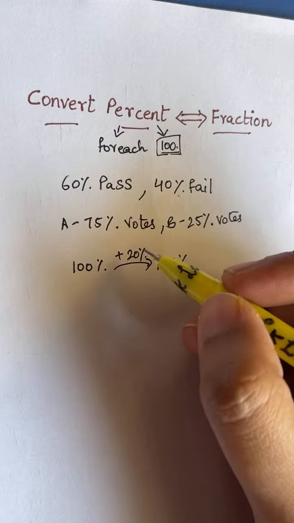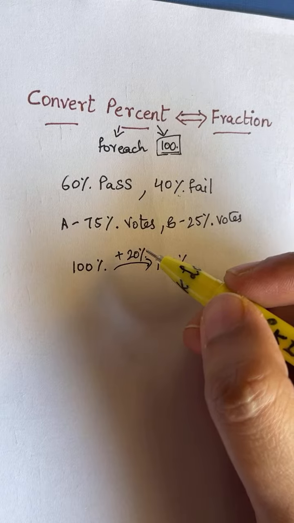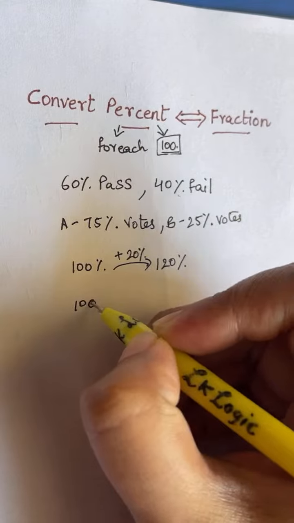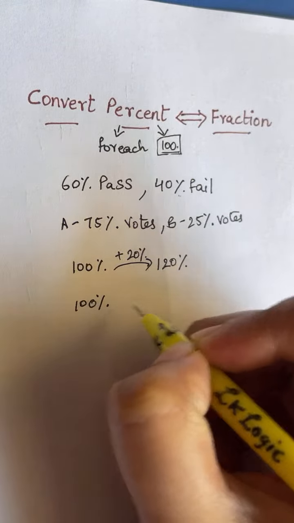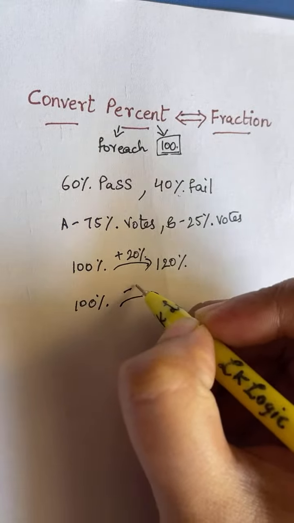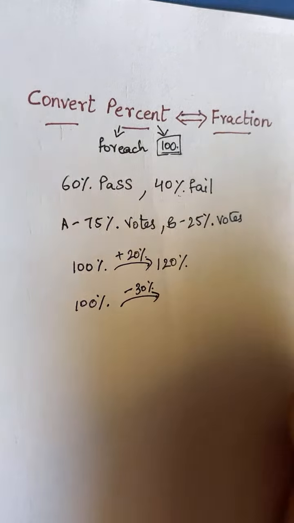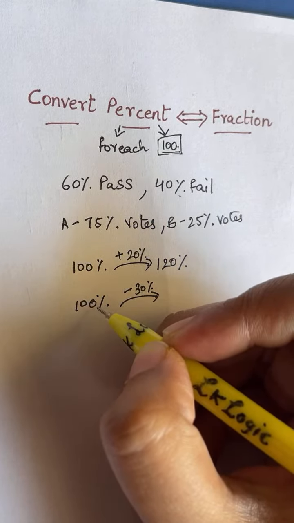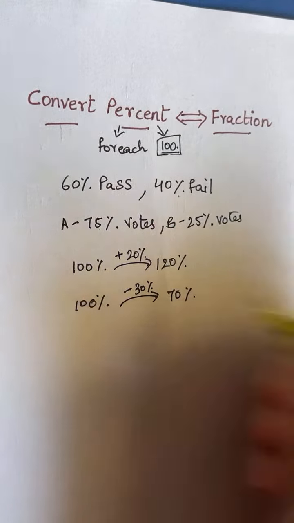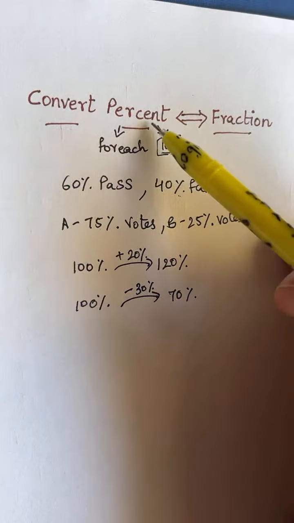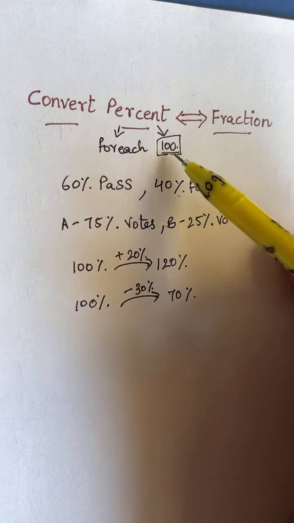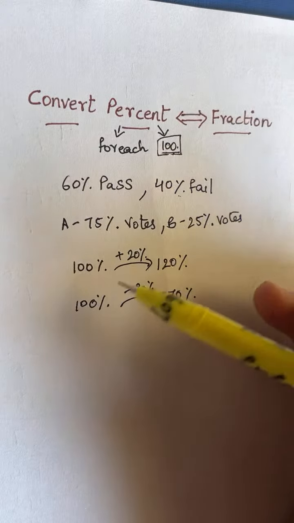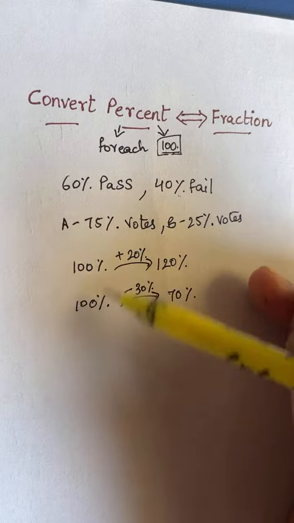Now if there is a decrease in percentage, for example, if there is a discount on an item of 30%, what do we do? We take from 100% and decrease it by 30%. It is decreased from 100% always, so that's 70%. So this is what percent means. It's always calculated out of 100. If 60% pass, 40% fail. Like this, it is always taken out of 100.